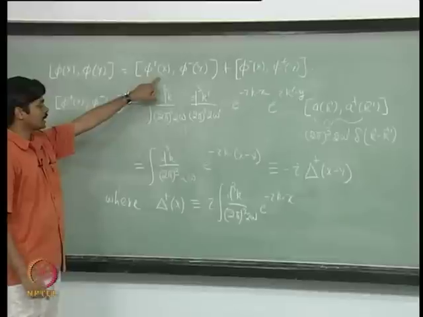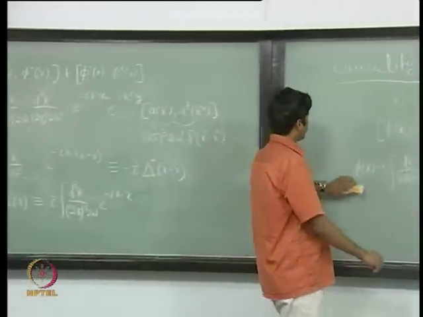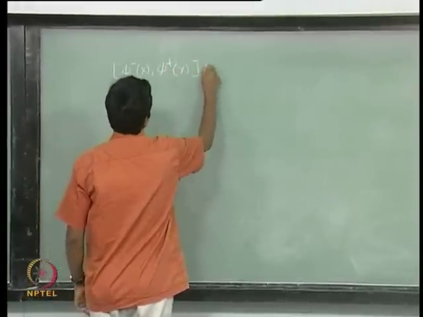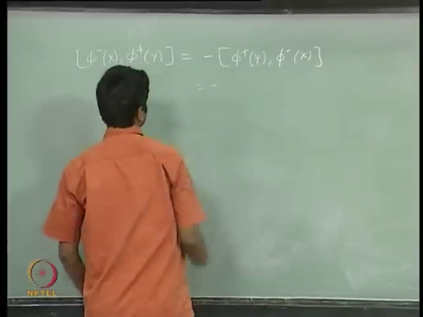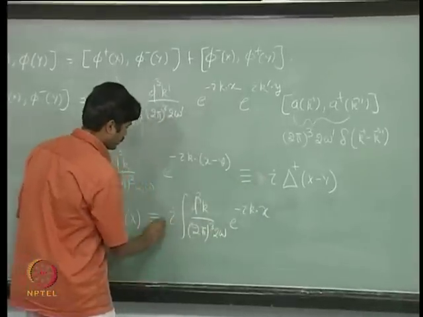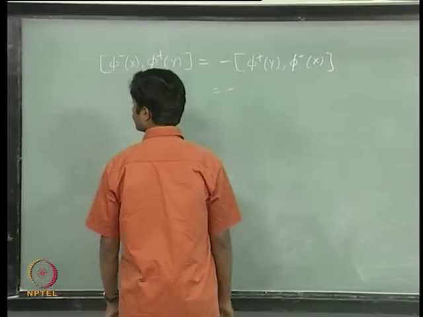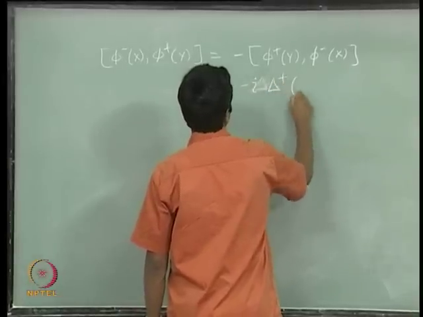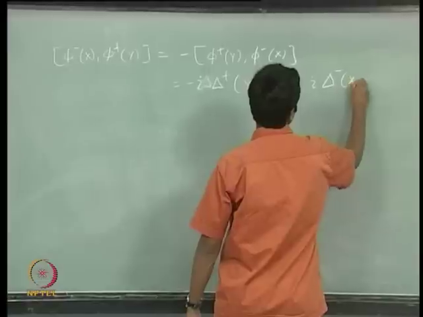So, we have already evaluated the first term. The second term will simply be phi minus of x, phi plus of y, which is simply minus phi plus of y, phi minus of x. So, this is minus, sorry, the standard notation is such that there is an i here. So, there is a minus i in the definition of delta plus of x. So, this is minus i delta plus of y minus x, which is also denoted as i delta minus of x minus y.